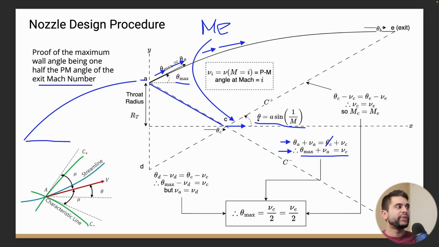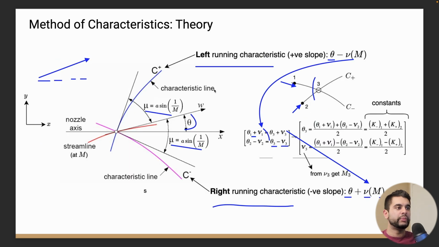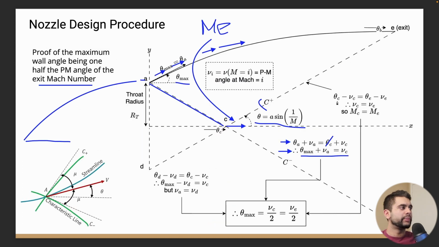We can also say that theta C minus nu C, because we have a left running characteristic line here. And I'll just quickly recap that if you missed it, which is this one here. So theta minus nu at point C is equal to that at point E because these two intersect. Theta E is 0 because again the flow is moving straight here. It starts off at the wall angle and then goes straight to 0. So we have that there. Theta C is also 0, right? So what does this tell you? MC equals ME. The Mach number here is the same as the Mach number there.